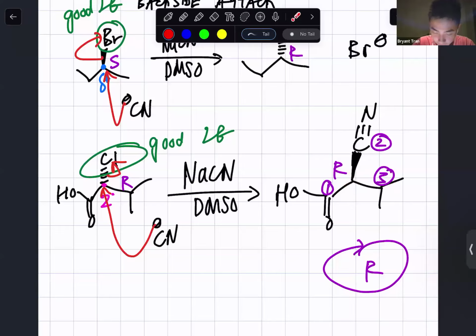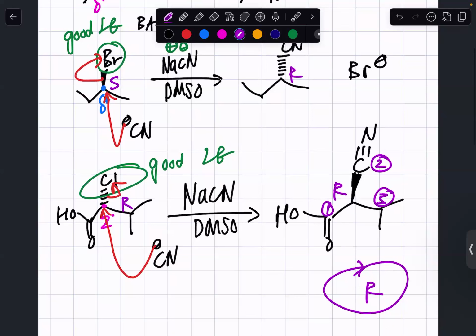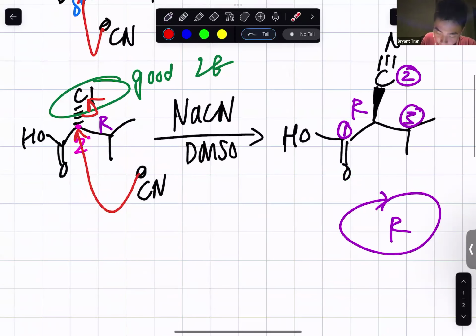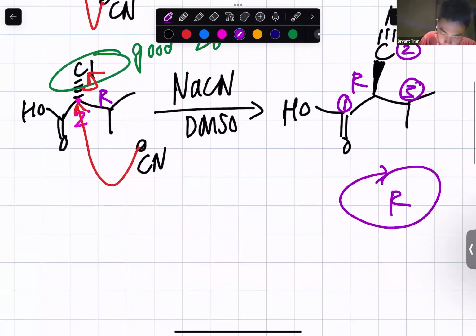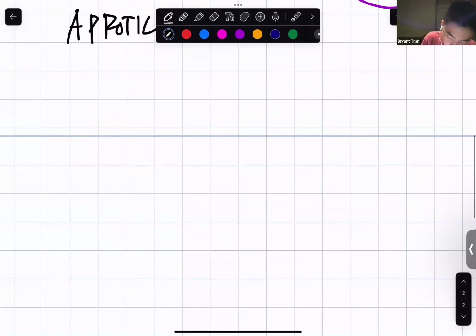Okay. Brian, I have a question. Mm-hmm. Can you clarify what the DMSO is at the bottom? Like, what does that do? Yeah. So the DMSO at the bottom right here is an aprotic solvent, right? So before I explain what an aprotic solvent is, let me explain what a protic solvent is, because that protic solvent is going to be important for SN1 and E1 reactions.